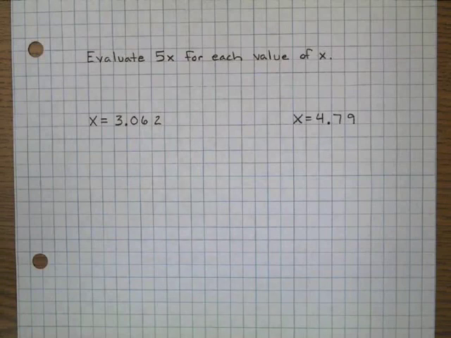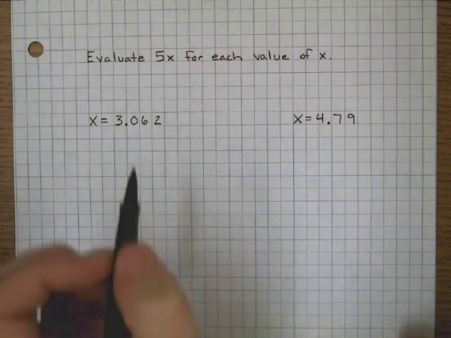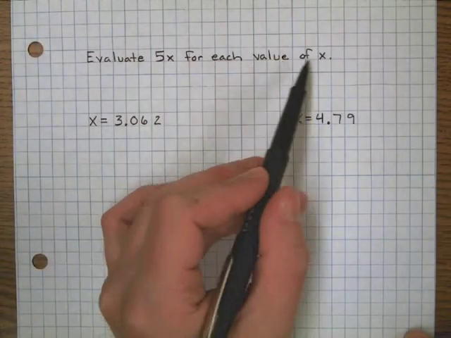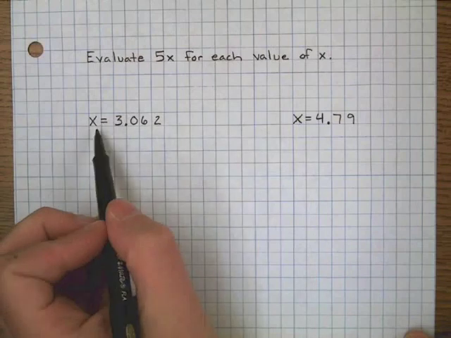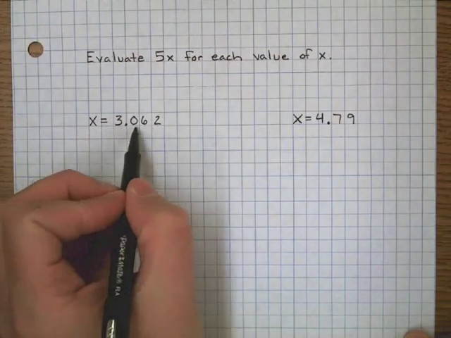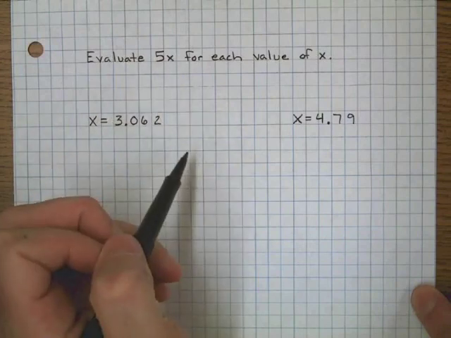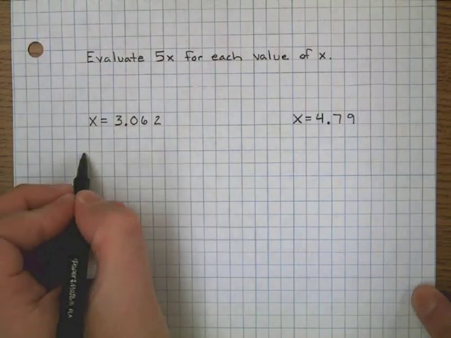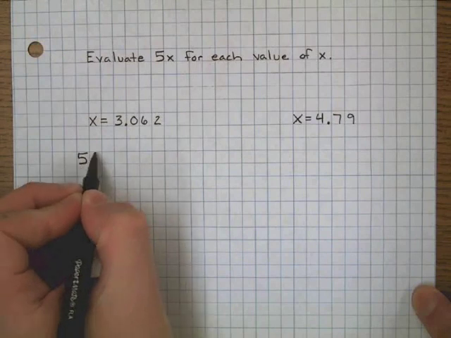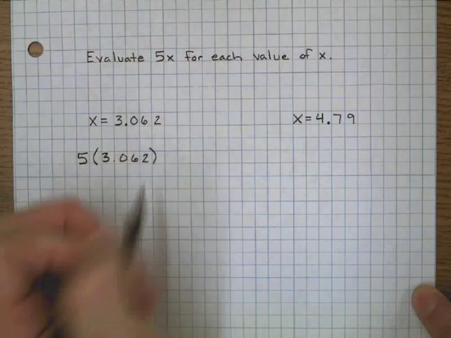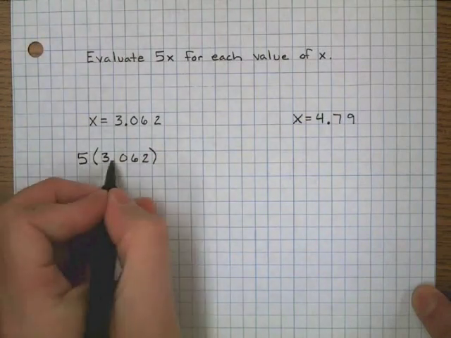Lesson 3-5, Example 3. Our objective is learning to multiply decimals by whole numbers and by other decimals. So here we have an expression, 5x, for each value of x. If we know that x is 3 and 62 thousandths, I can substitute that in for my variable. So I could say that 5x is the same as 5 times 3 and 62 thousandths. I can multiply those together.